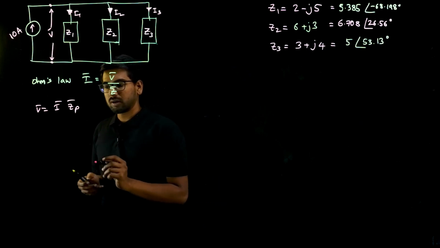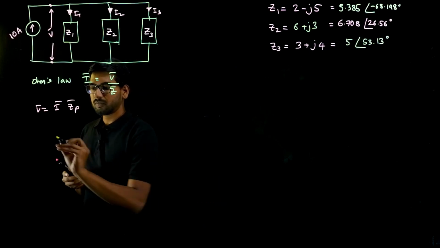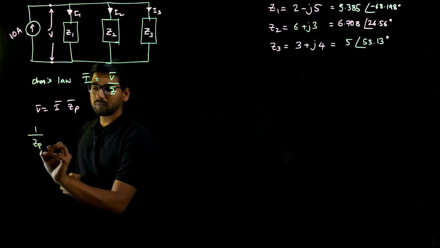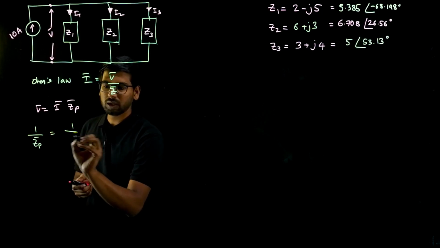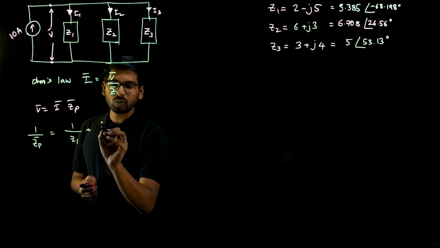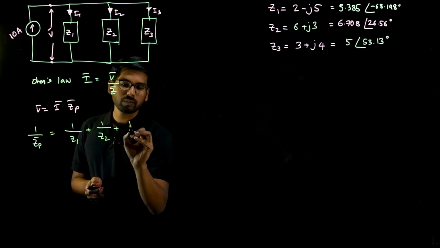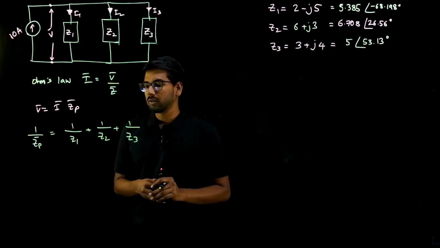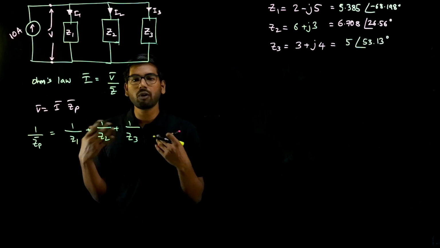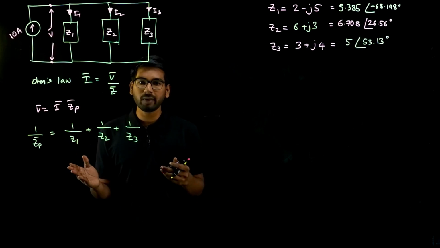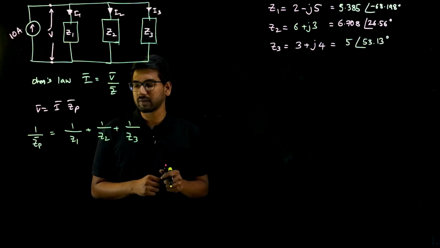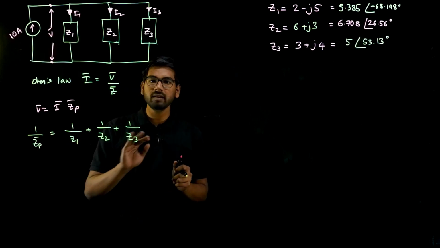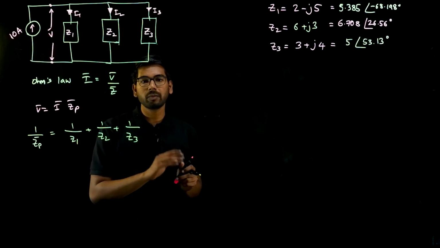We know the formula: 1 by ZP bar is equal to 1 by Z1 plus 1 by Z2 plus 1 by Z3. This is the same formula as in DC circuits also: 1 by R parallel is 1 by R1 plus 1 by R2 plus 1 by R3. Similarly, 1 by ZP is 1 by Z1 plus 1 by Z2 plus 1 by Z3.